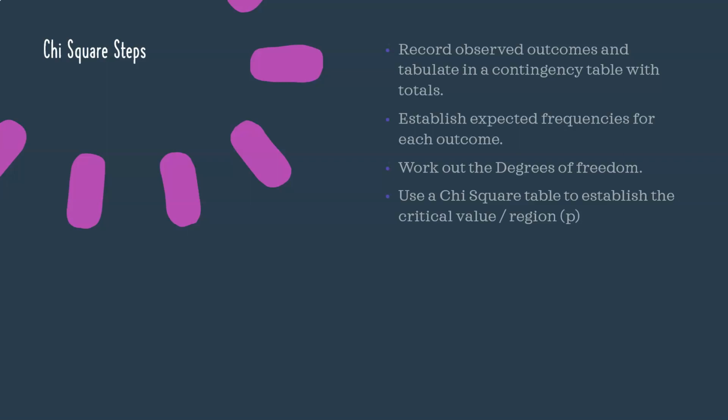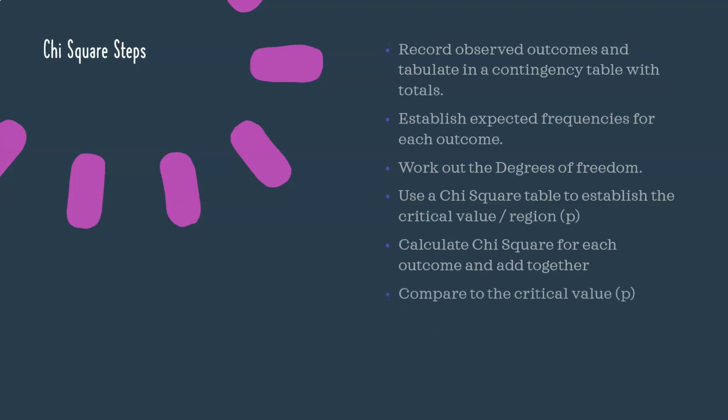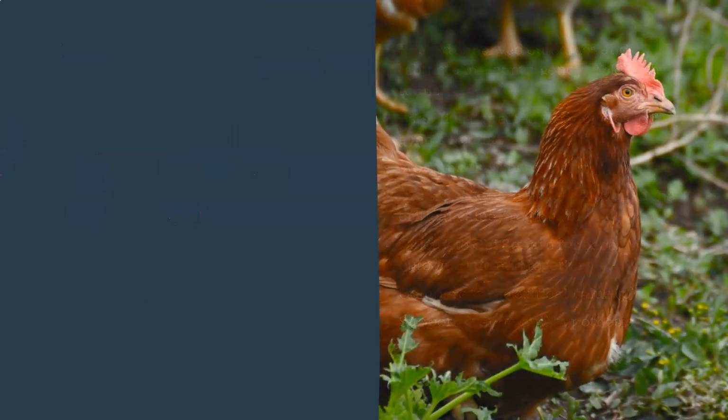We needed to work out the degrees of freedom using a calculation from our table. We need to use the chi-squared table to establish our critical value or region for P. We'll do all this again, but this is just revision from the previous video in topic 4, I believe. We had to calculate chi-square for each outcome, add them together, and then compare that to our critical value. We could then decide whether we were supporting or refuting our null hypothesis.